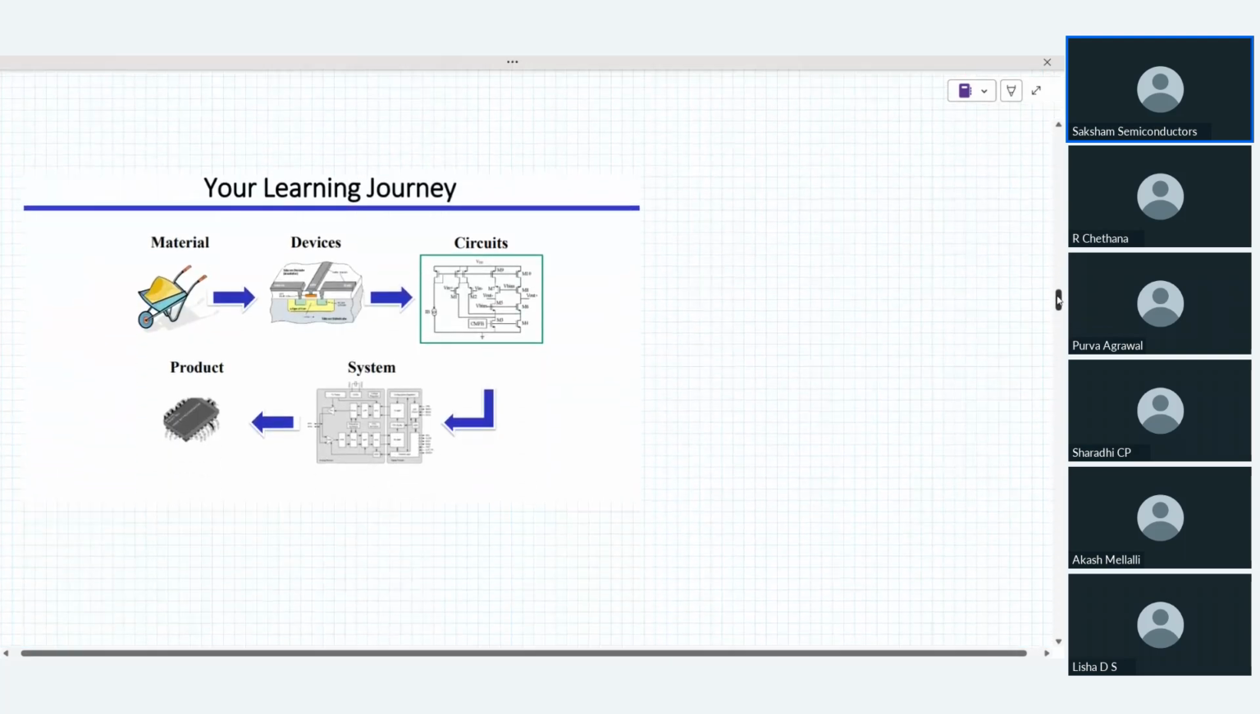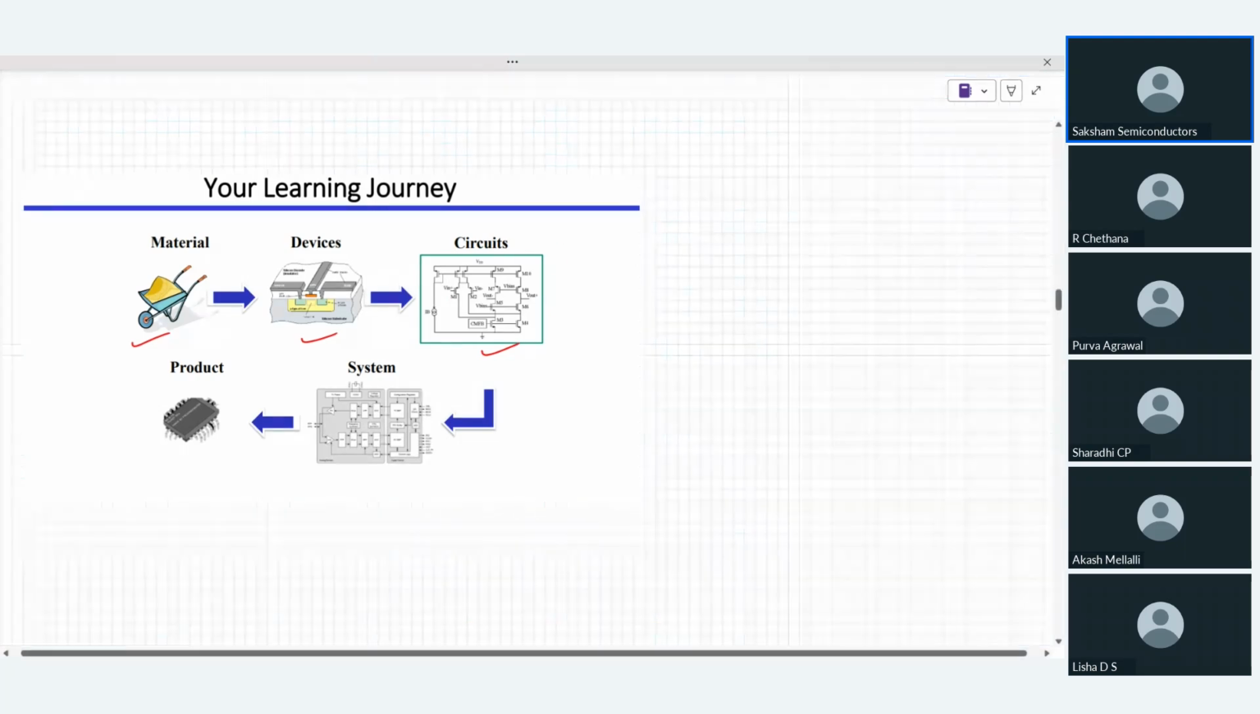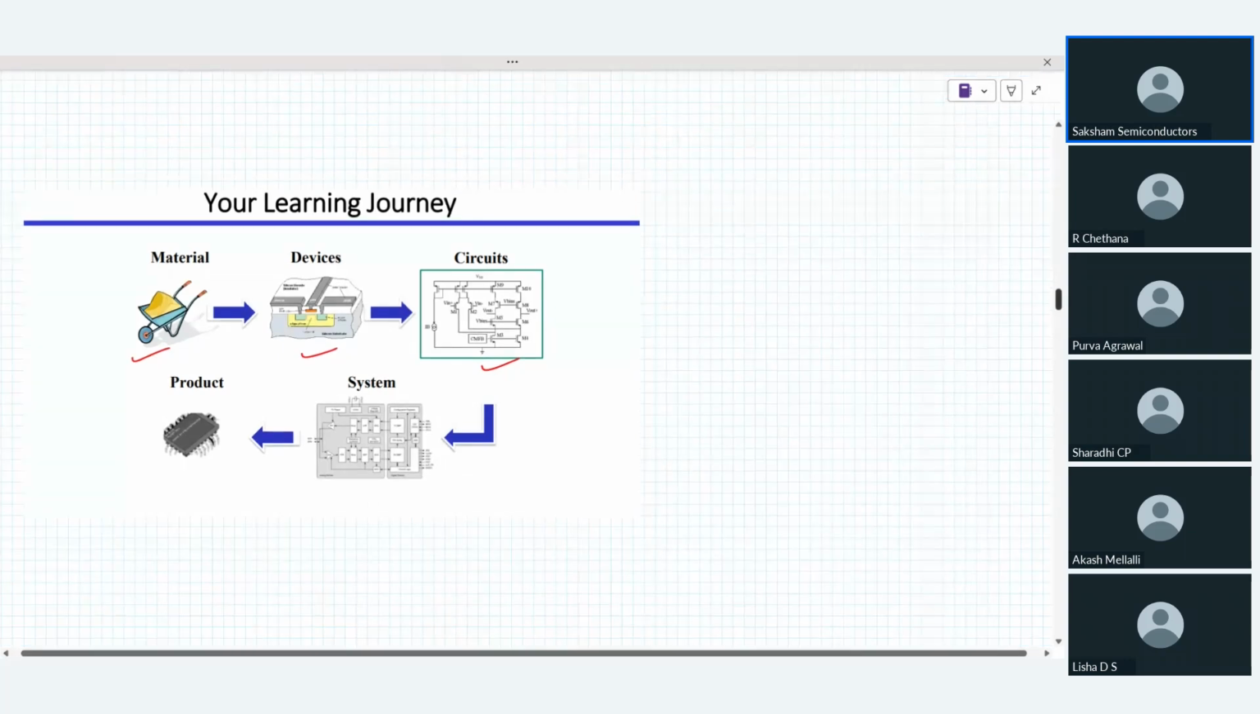So that's what I was talking about. We'll talk about the devices, the circuits, and the product here would be how we can join the circuits to come up with various architectural designs. So that would be our learning journey.